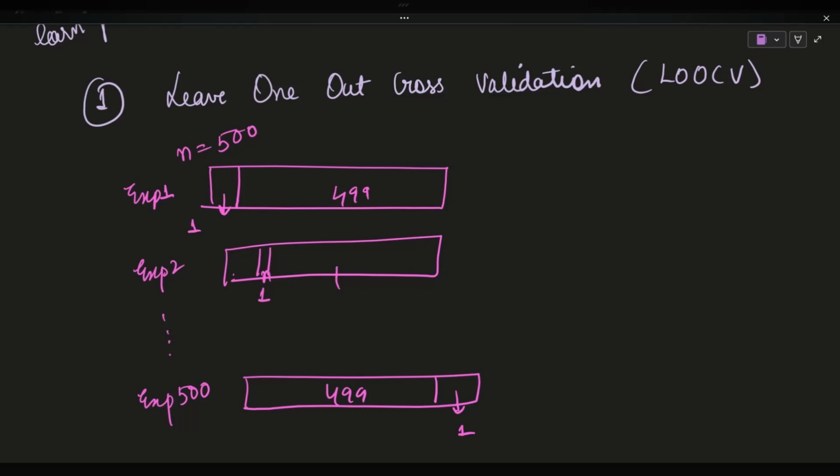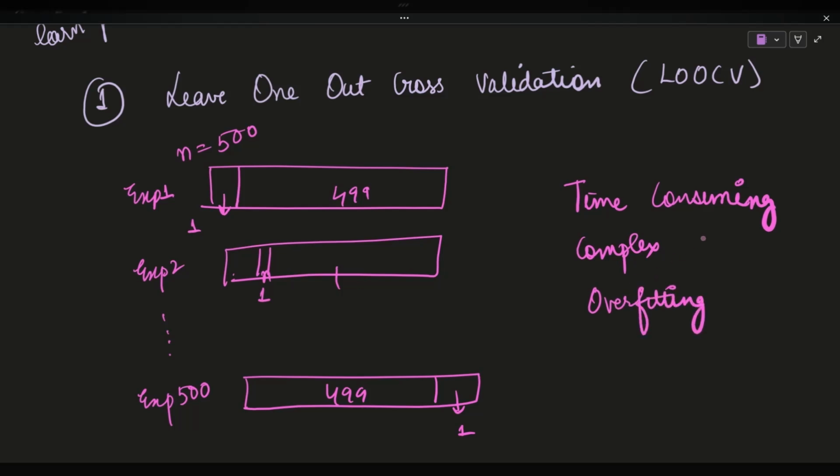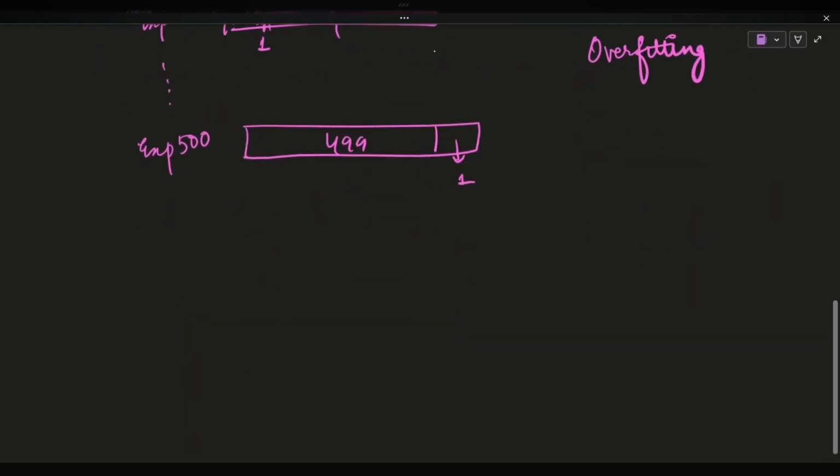But what happens is, this way is very time consuming. Let's say it's 10,000 rows, 1 lakh rows. You have to do validation 1 lakh times, which is not practical. Next, it is a very complex method. Also, it can cause overfitting of data because every single data point we are checking for validation. Overfitting can be there. The model can learn every output.